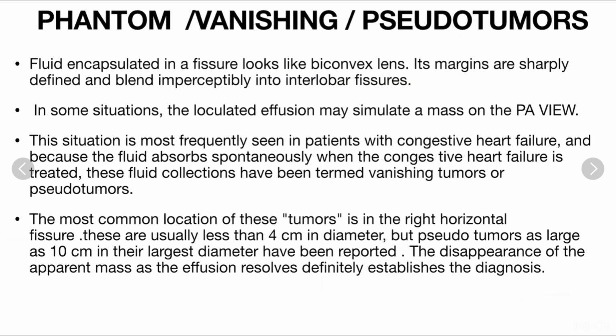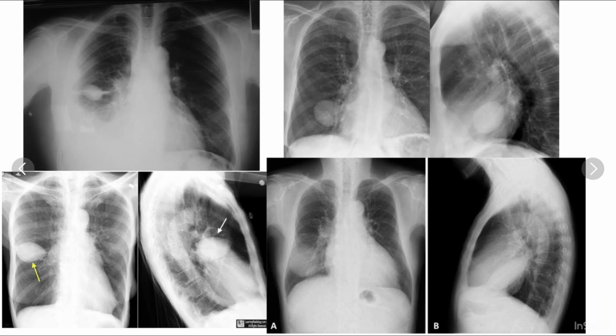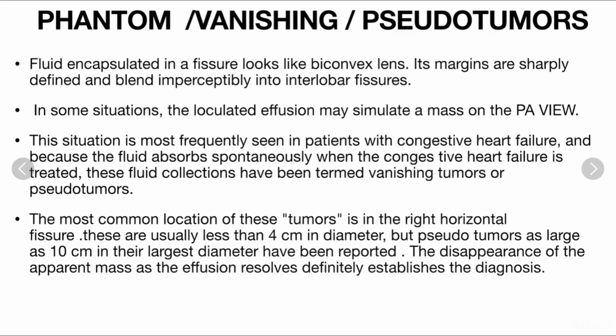So what are phantom, vanishing, or pseudo tumors? If fluid is encapsulated in a fissure, it looks like a biconvex lens, its margins are sharply defined, and it blends imperceptibly into the interlobar fissure. So inside the interlobar fissure there is an accumulation of fluid, giving the appearance of a biconvex lens, and the margins are very sharp. Here in this picture we can see the biconvex accumulation of fluid in the interlobar fissure.